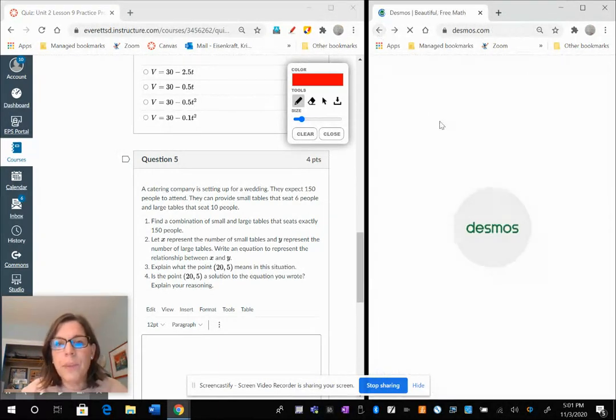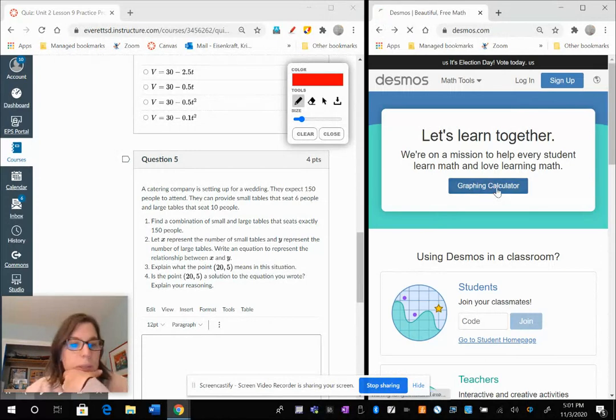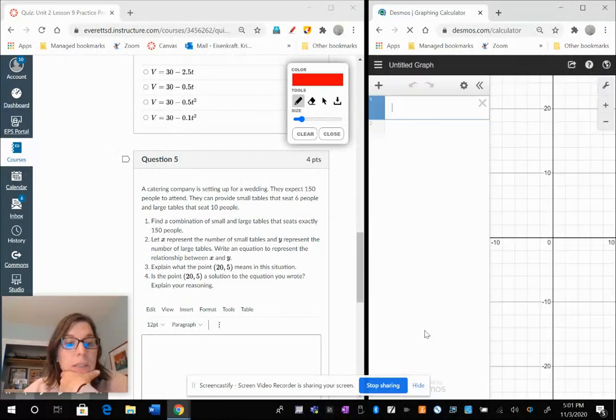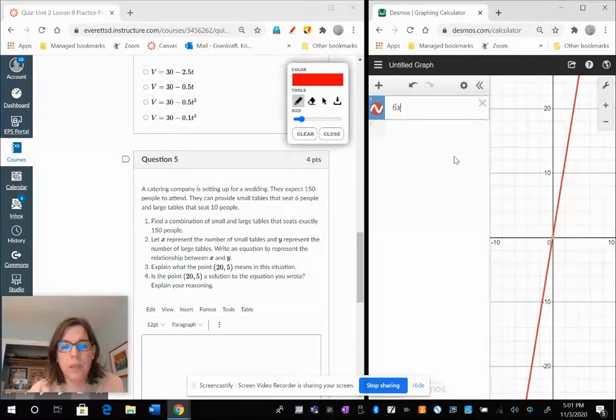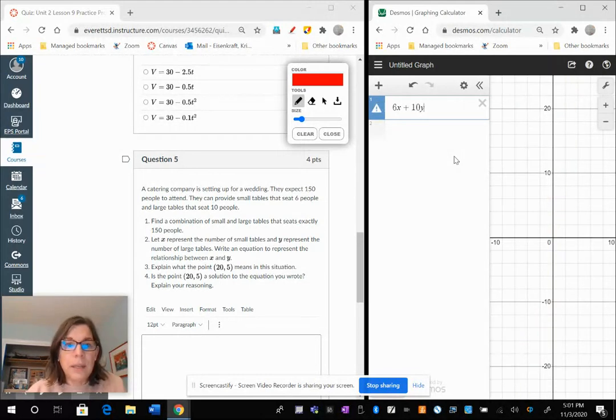Back here, go to Desmos, and I hit graphing calculator. I'm going to go ahead and type in the equation. So this is part 2. If X represents the small tables and Y represents the large tables, I am going to make an equation: 6 people for every small table plus 10 people for every large table. And we need it to equal exactly 150.